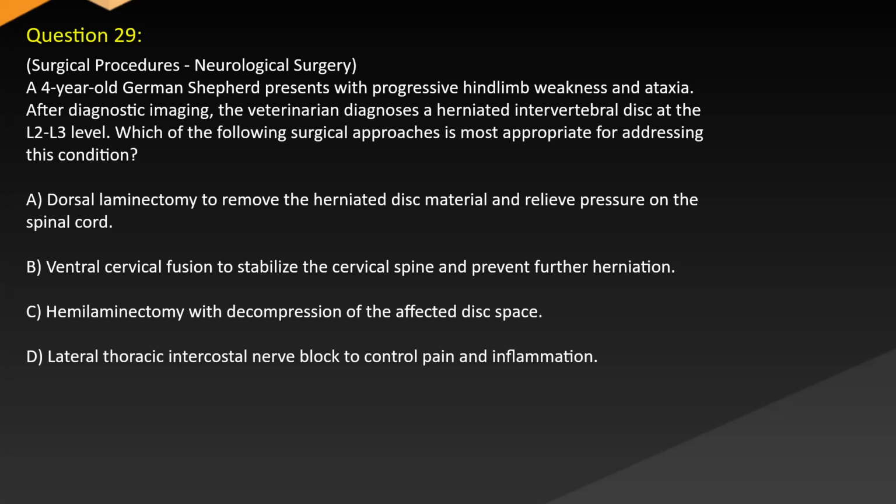A. Dorsal laminectomy to remove the herniated disc material and relieve pressure on the spinal cord. B. Ventral cervical fusion to stabilize the cervical spine and prevent further herniation. C. Hemilaminectomy with decompression of the affected disc space. D. Lateral thoracic intercostal nerve block to control pain and inflammation.